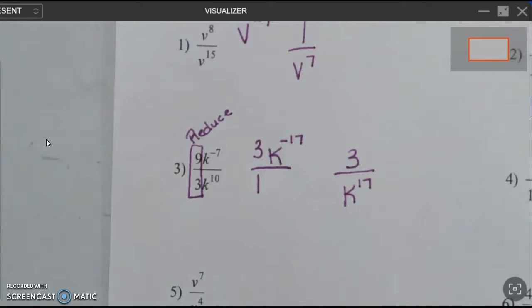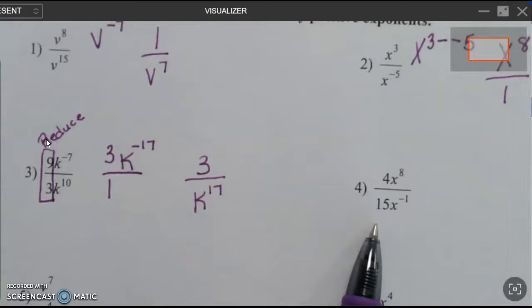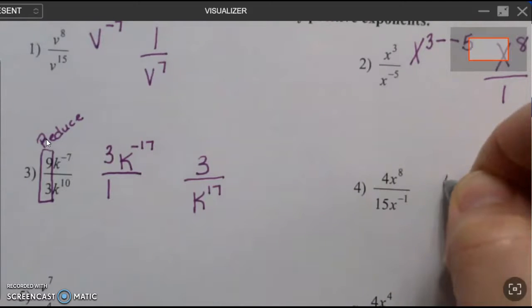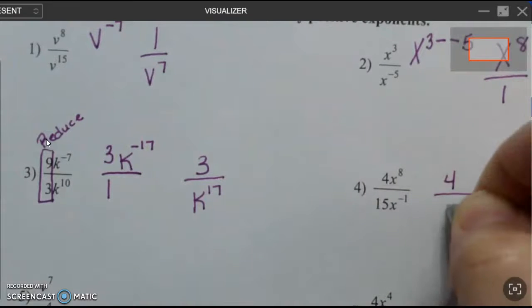If it does not reduce, like the next one, you do not reduce them. We're going to leave it. So can you divide 4 and 15? No, there's nothing I can do there. So I'm going to leave it as a 4 on the top and 15 on the bottom.